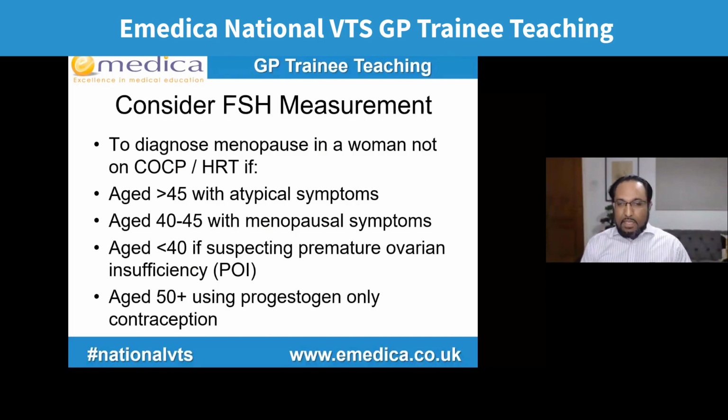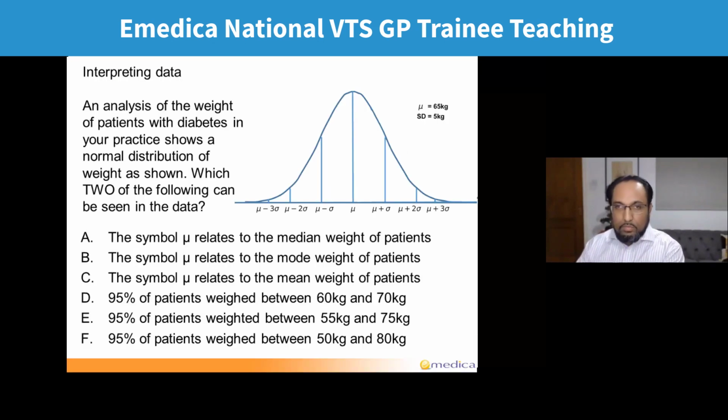If they're under 40 and you're suspecting POI, premature ovarian insufficiency, then you might use it. And then if they're 50 plus and they're using a progestogen-only contraception, then you might consider FSH measurement. Again, this lady had a copper coil, she wasn't on any hormonal contraception at all. Right, good, well done. Let's move on to the next question, which is on stats. Here you go.